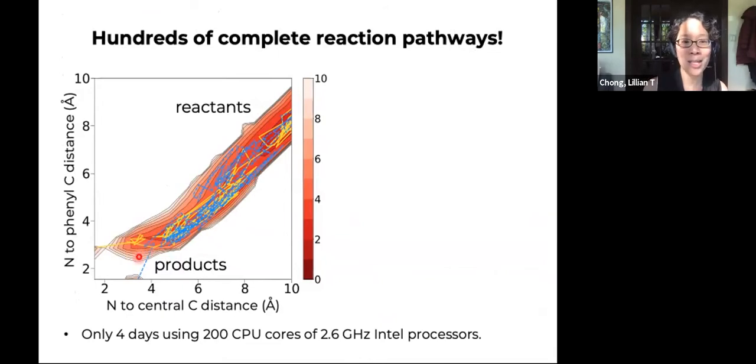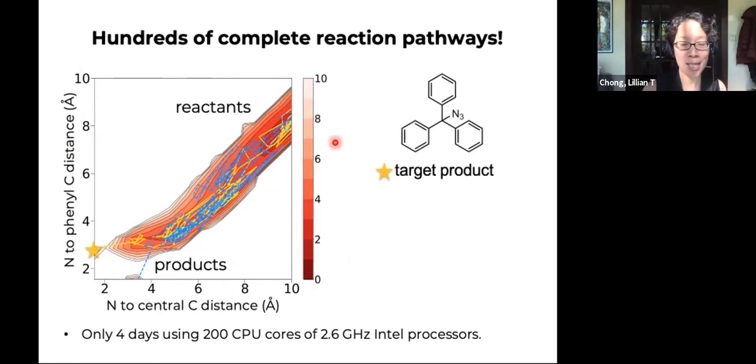This is a probability distribution as a function of the progress coordinate that we used for the weighted ensemble simulations. This was a 2-dimensional coordinate, with the x-axis tracking the distance between the nitrogen on the anion and the central carbon, and the y-axis tracking the distance to the carbons on the phenyl rings. Okay, and so this would be our products, and our reactants would start over here, and we're coloring based on a free energy scale in terms of kT.